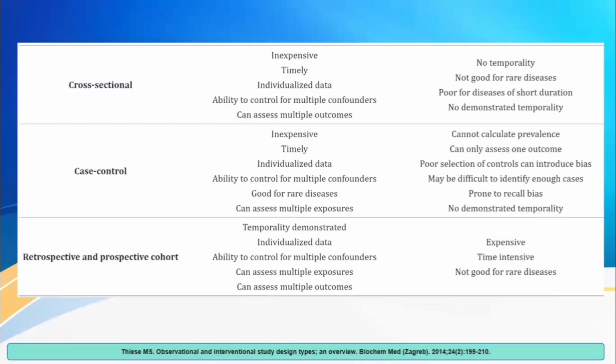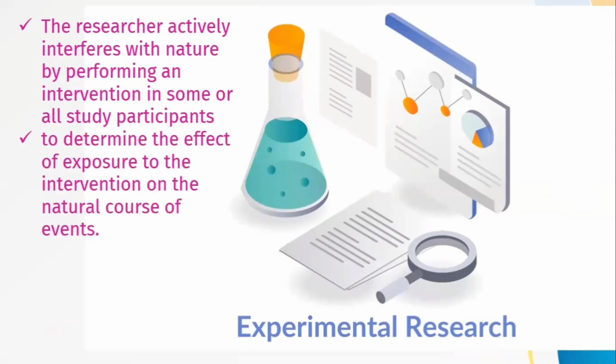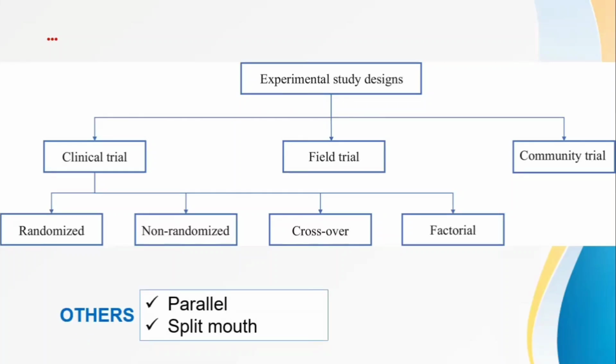Now we move on to the second half of the presentation, that is the experimental research. The researchers actively interfere with nature by performing an intervention in some or all study participants. The experimental study designs, that is the interventional studies, by their very design are prospective. They are divided into clinical trial, field trial and community trial. Under clinical trial comes the randomized control trial, non-randomized one, crossover trial and factorial trial. Others are like parallel studies and a split mouth study.